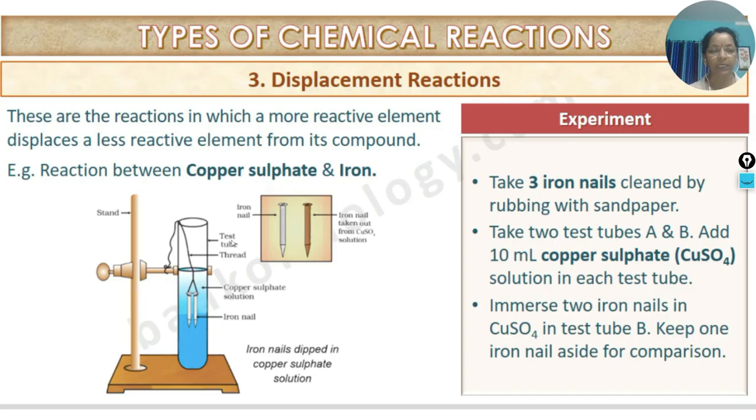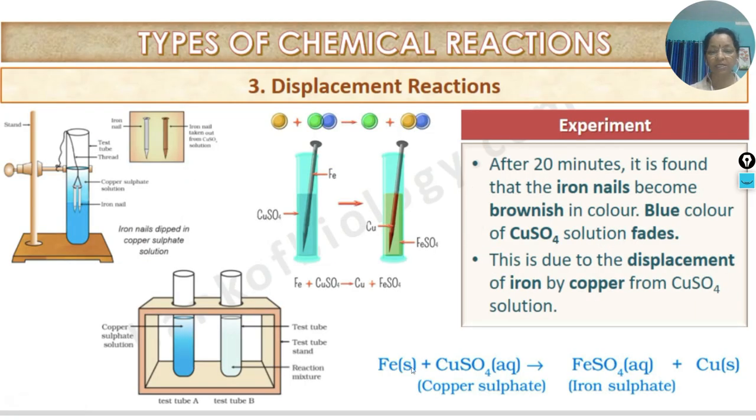If you take, for example, here it is showing a copper sulfate solution in which we are keeping two iron nails. After some time you can see that the iron nail is getting coated with a reddish brown colored substance, which is nothing but copper. So what happens here is the copper from the copper sulfate solution is getting displaced by iron. The equation can be represented like this: iron Fe plus CuSO4 gives FeSO4 plus Cu.